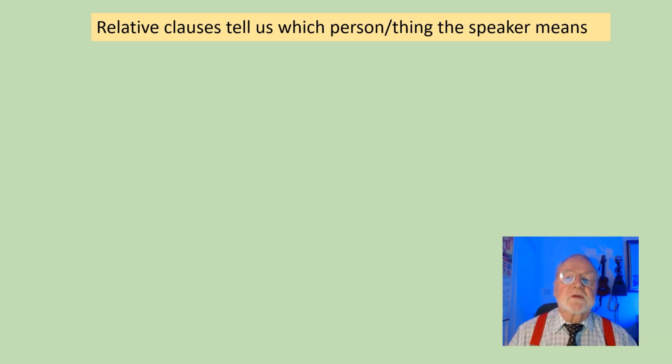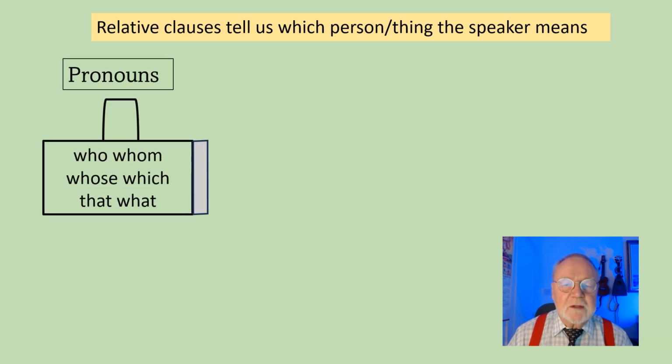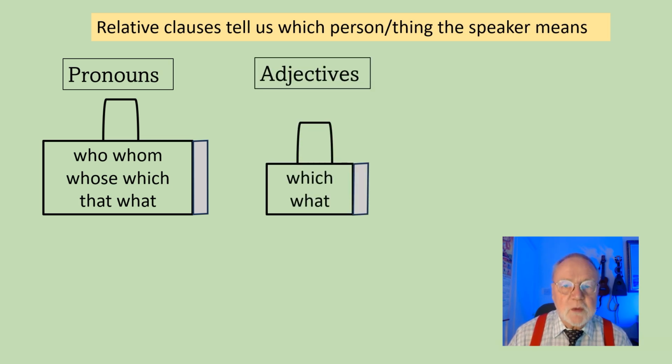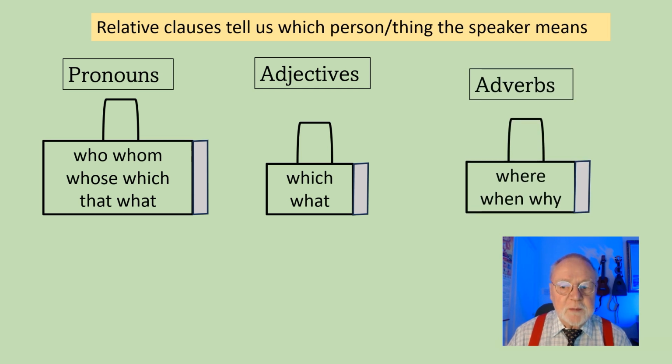Relative clauses tell us which person or thing that the speaker is talking about. And we use pronouns, who, whom, whose, which, that, and what, adjectives, which and what, and adverbs, where, when, and why. But you have to be careful in giving these a title because it depends exactly on what job the word is doing in the sentence.